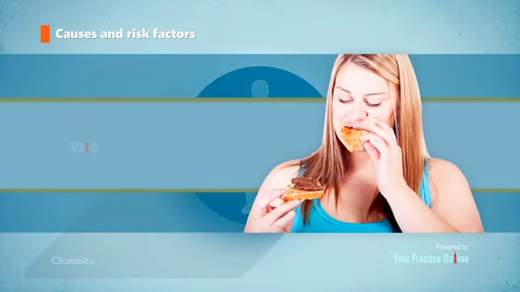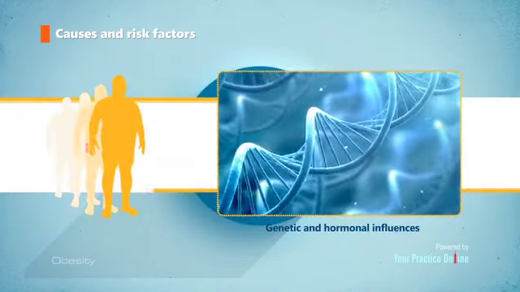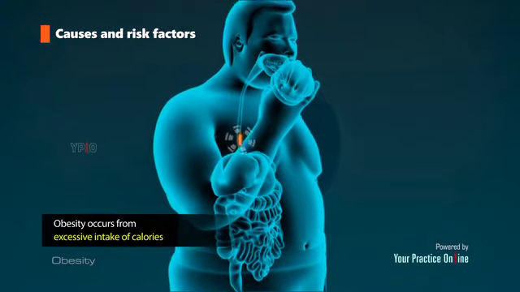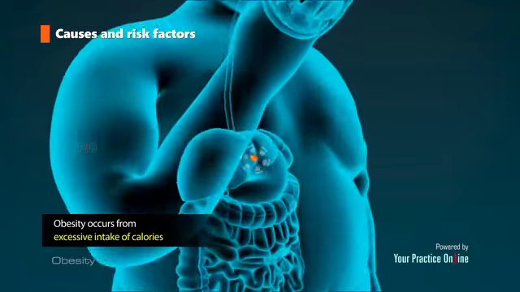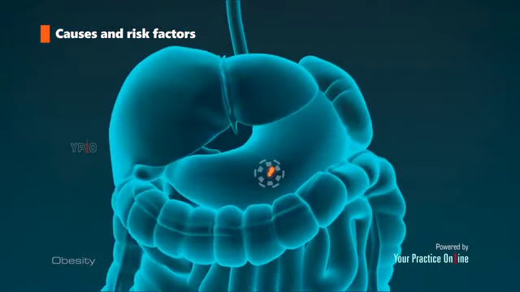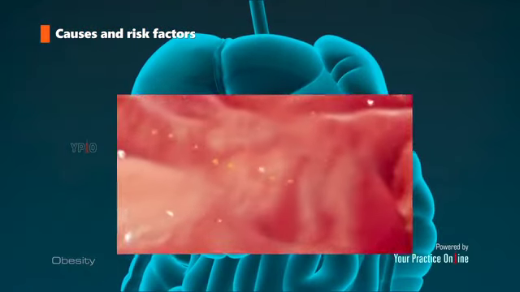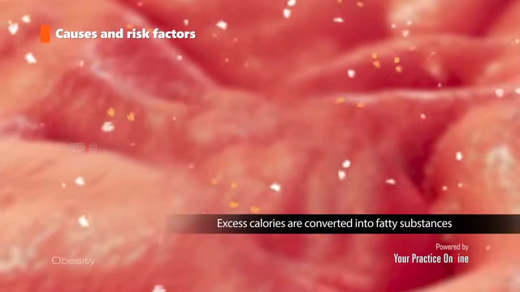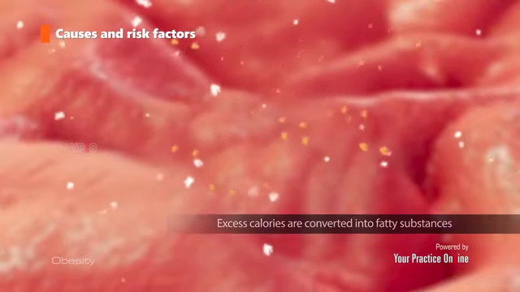Causes and risk factors. Besides genetic and hormonal influences, obesity occurs from excessive intake of calories, more than what is required for the body. Your body converts calories into energy for the body to use, and the excess calories are converted into fatty substances, triggering obesity.